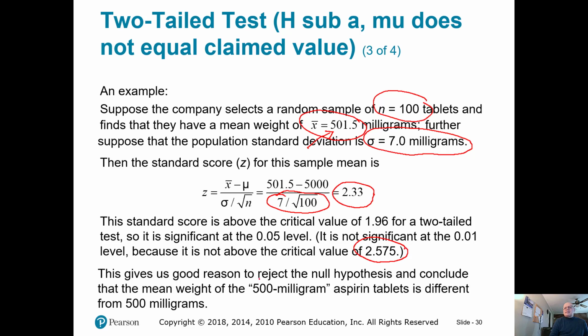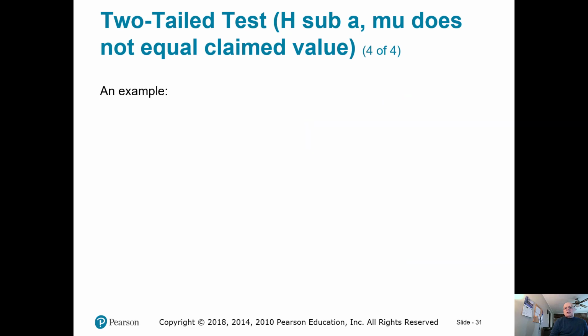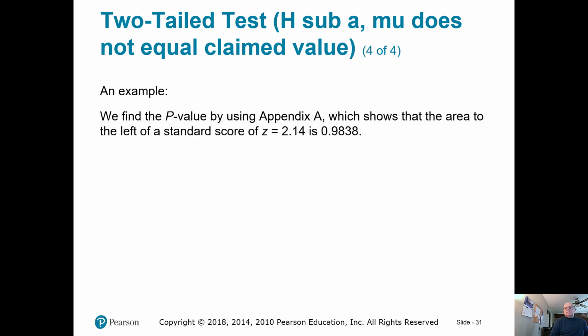So, since it isn't, we reject at one level, not the other level. So the area to the left of the standard score, for this example 2.14, gives us this p-value.